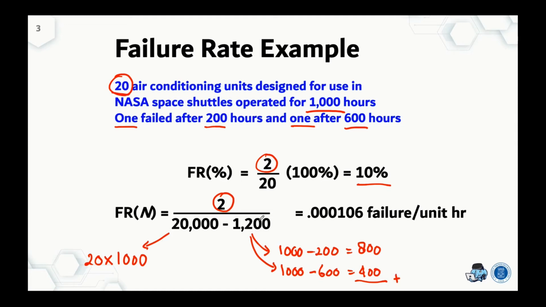1000 and 200, this is non-operating time. So 2 divided by 20,000 minus 1200, so equal to this. When we calculate the mean time between failure, we have this number, 9.434 hours.